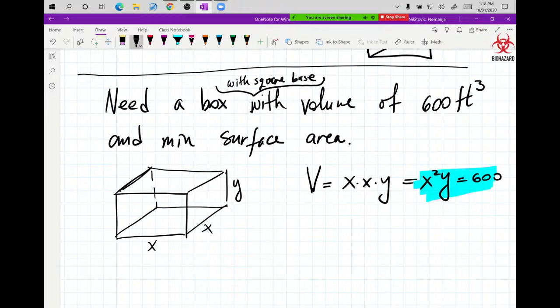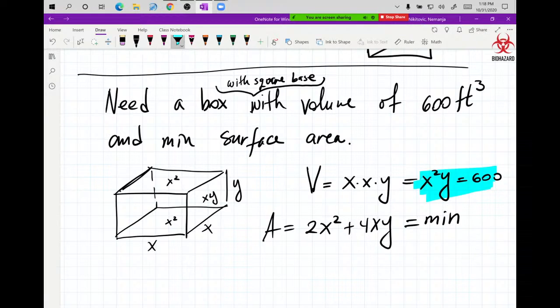Now, surface area. Well, this box has the top and the bottom. So the bottom is x squared. The top is x squared because the dimensions are x and x. And it has 4 xy sides. So the area that we want to minimize is 2x squared for the top and the bottom and 4xy for the sides, which we want to be a minimum. Now, why do I want that to be a minimum?